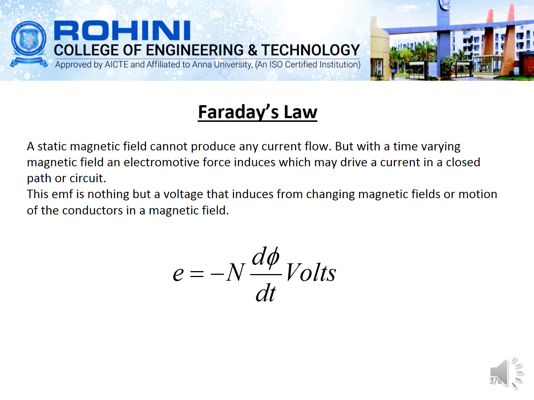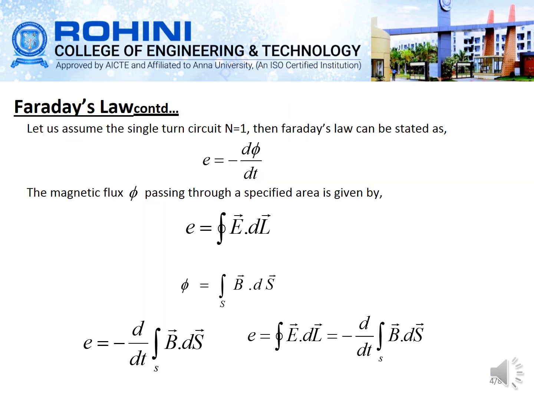So that we can write it as E is equal to integral of E dot dl, and also the magnetic flux which is passing through the specified area, which we call Φ, is equal to integral of B vector dot ds vector. And here, the induced EMF is E is equal to integral of E vector dot dl vector. If you are taking this term as differentiation, then we can write it as minus d by dt of integral of B vector dot ds vector.